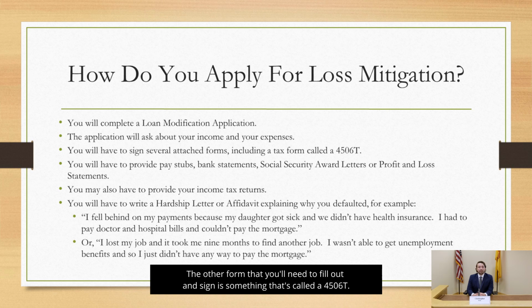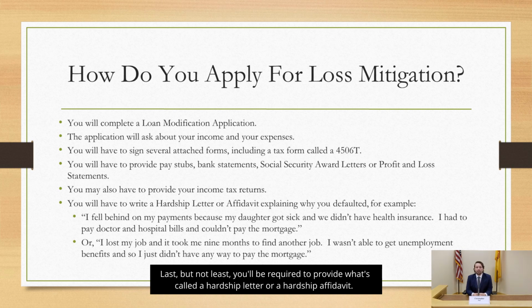The other form that you'll need to fill out and sign is something that's called a 4506T. This is a tax form which is you giving authorization for the lender to pull your tax returns. If that does not work, you may be required to provide a physical copy of your tax returns.